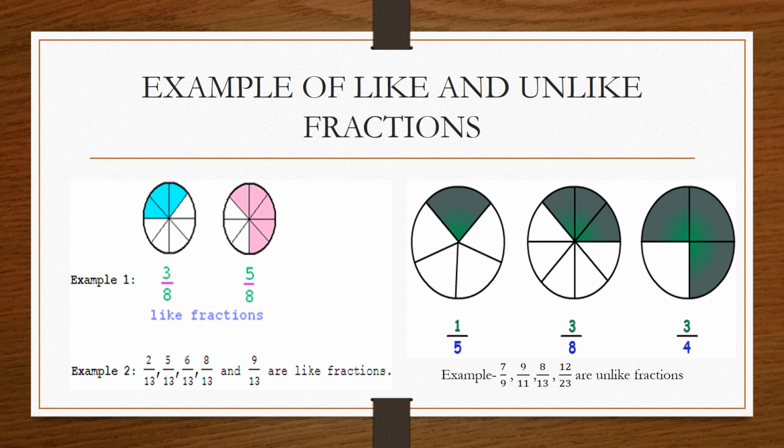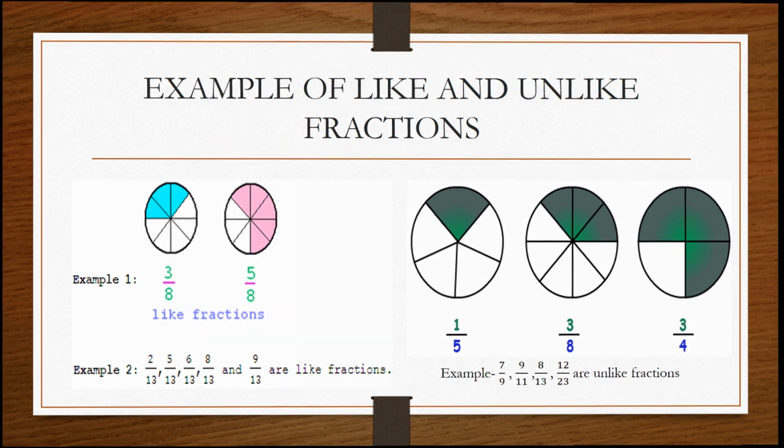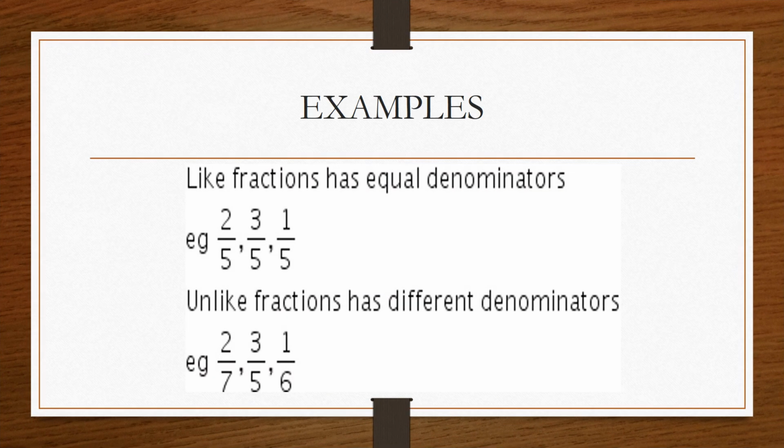Another example 7 by 9, 9 by 11, 8 by 13, 12 by 23. You can see all have different denominators. So such fractions are unlike fractions. Another example, like fractions have equal denominators. You can see all the denominators are same, 2 by 5, 3 by 5, 1 by 5. Unlike fractions have different denominators. Example 2 by 7, 3 by 5, 1 by 6. You can see all have different denominators.